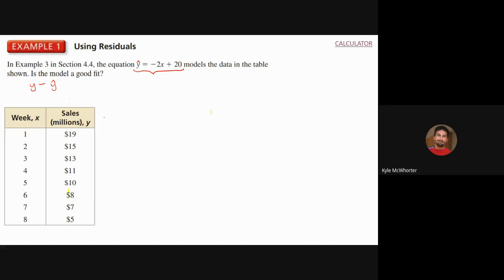So what we're going to do is figure out what's the predicted Y value right here. Our actual Y values are the data point Y values, and our predicted Y values are the ones we get from plugging X into our equation.